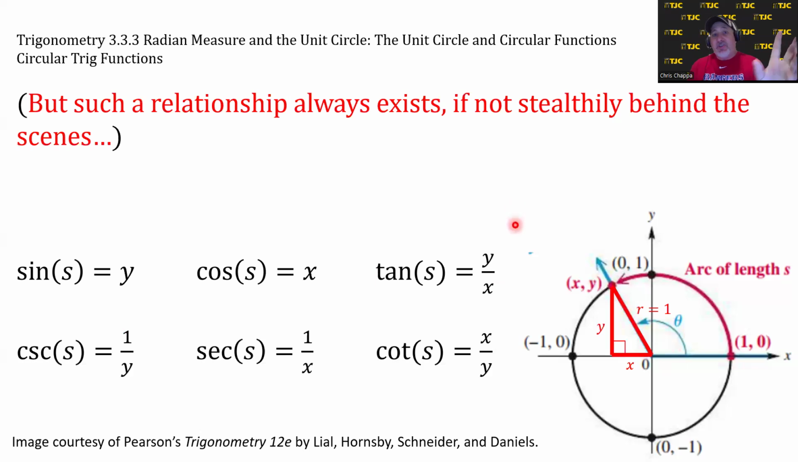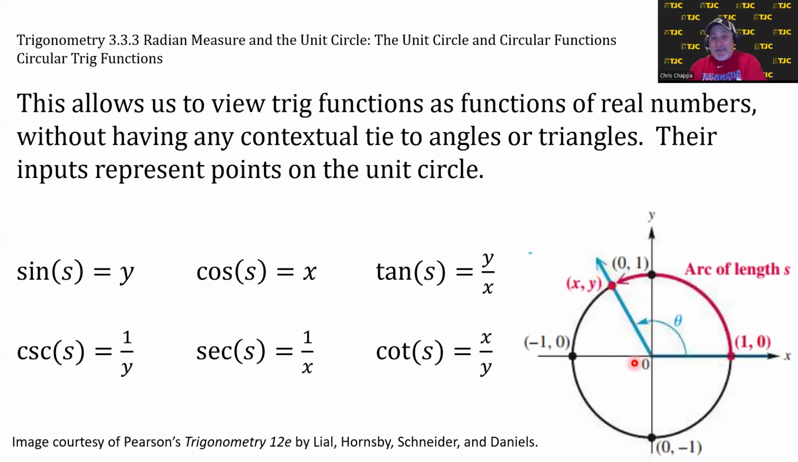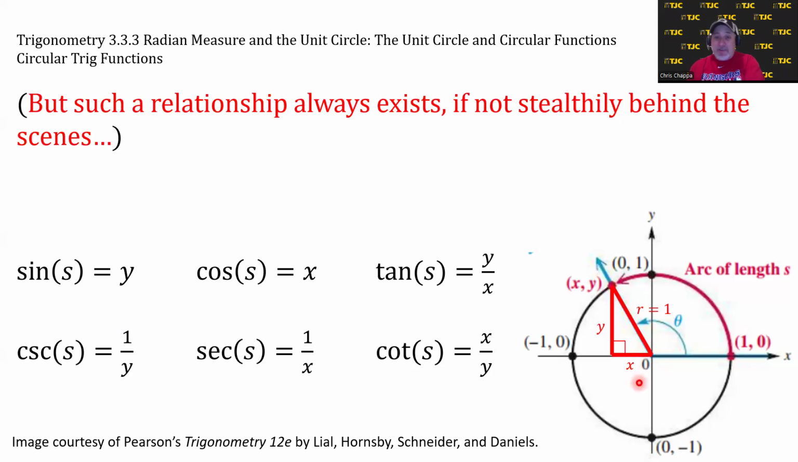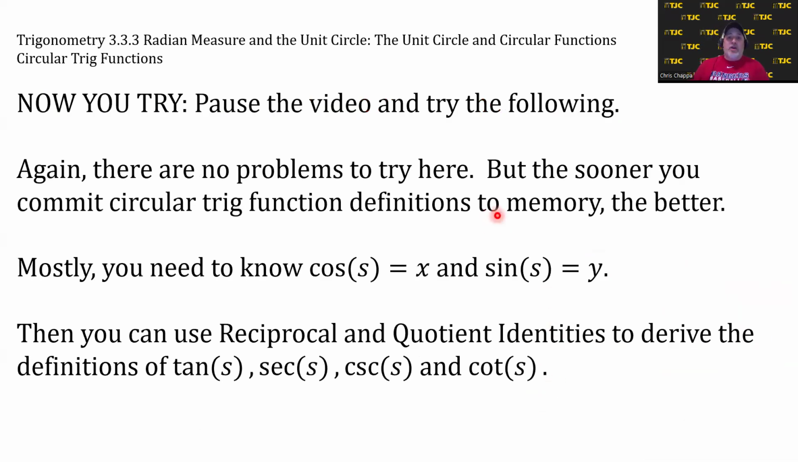Now, such a relationship does always exist, if not stealthily behind the scenes. In other words, even though this is independent of triangles and angles, it's not that independent because we can always draw the triangle that takes it back to where we were. So it's just a third way to look at something we've already seen before. Now you try. Pause the video and try. Again, there are no problems to try here.